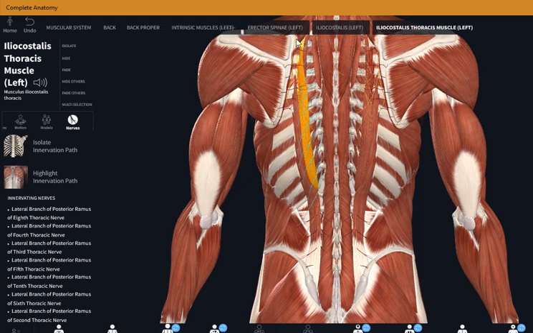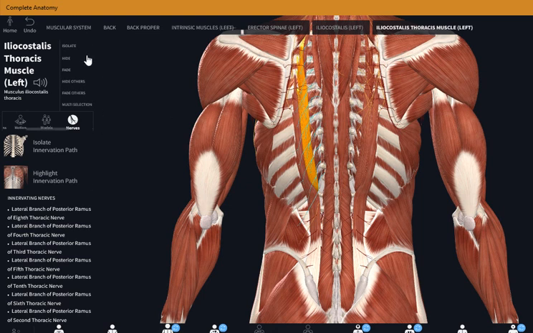We said that it is going to have origin from T7 to T12, and it's going to have an origin at rib 7 to rib 12, and an insertion at the angle of the rib, rib 1 to rib 6. So these are the different ones.